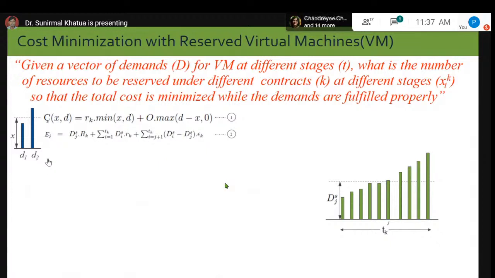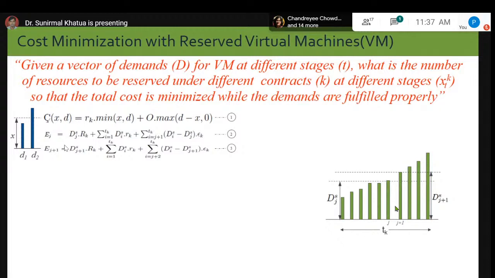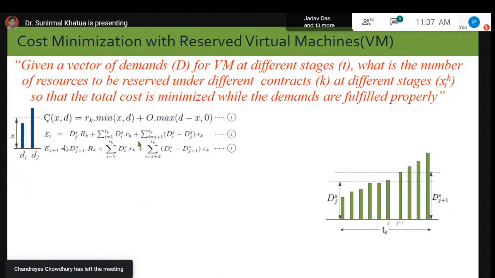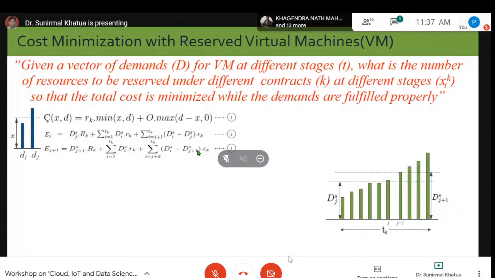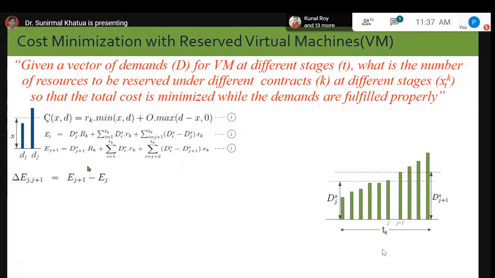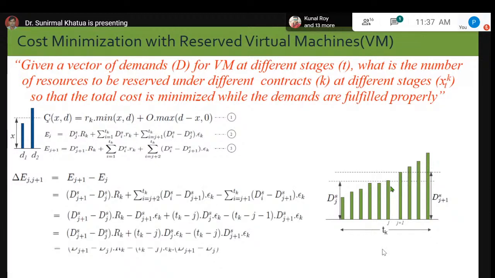Now let's try to increase the reservation a little bit. Instead of the jth smallest element, let's go to the j plus first smallest element. So we're increasing the reservation. Using the same analysis, we find that the cost estimation for reserving the j plus first smallest element is like that. This expression is similar to that one, and we try to find what the change is. If we increase the reservation, does the total cost reduce or increase?